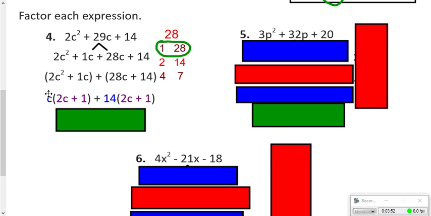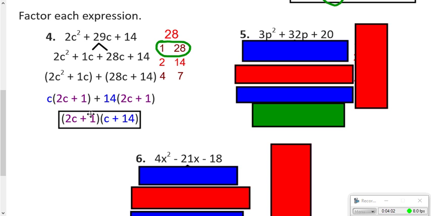Notice, in both cases, you have a greatest common factor on the outside, and what was left over on the inside, 2c plus 1, also 2c plus 1. Both of these are saying we are taking 2c plus 1, so that is going to be one of our binomial factors. In one case it is multiplied by c, in one case it is multiplied by 14. So our other binomial factor will be c plus 14. This leaves 2 binomials, 2c plus 1 and c plus 14. This is the factored form of this expression.